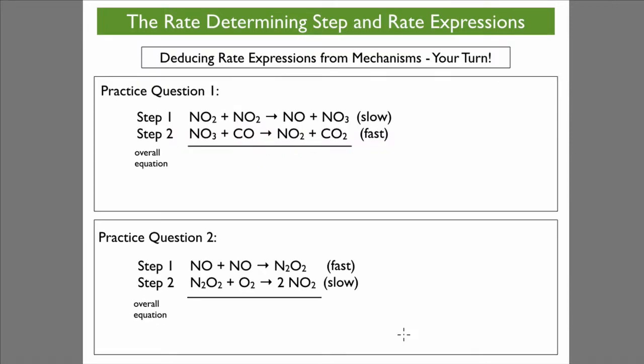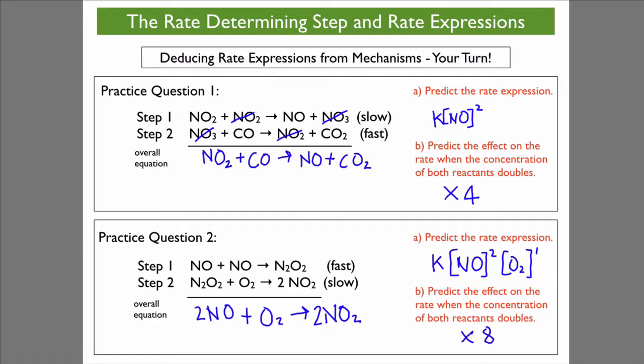Okay, I'd like you to press pause and complete these 2 practice questions. Just have a go with them. First thing you do, predict the rate expression, just write it out. Then you predict the effect on the rate when the concentration of both reactants doubles.